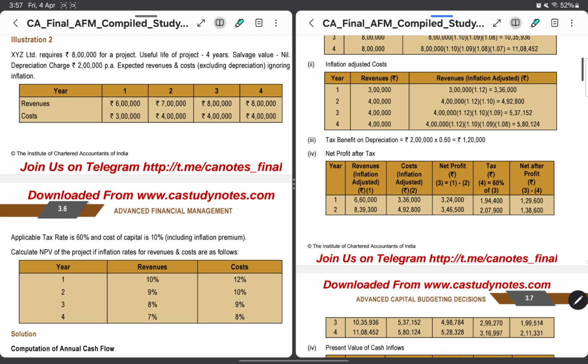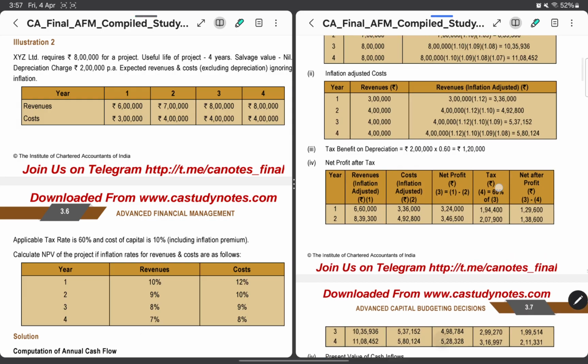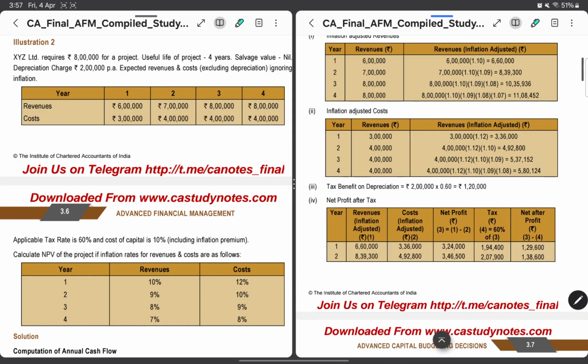The tax benefit on depreciation is simple, 2 lakh into whatever tax rate. That much only I will save, right? So 2 lakh into 60%, which they have given us as the tax rate, will come out to 1,20,000. Now we'll have one doubt: why are we not adjusting inflation on depreciation? This is because depreciation is based on historic cost and not on a real term basis.